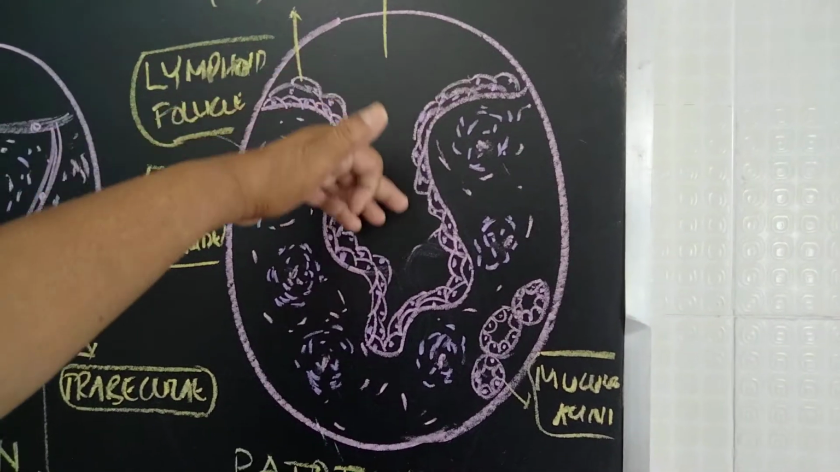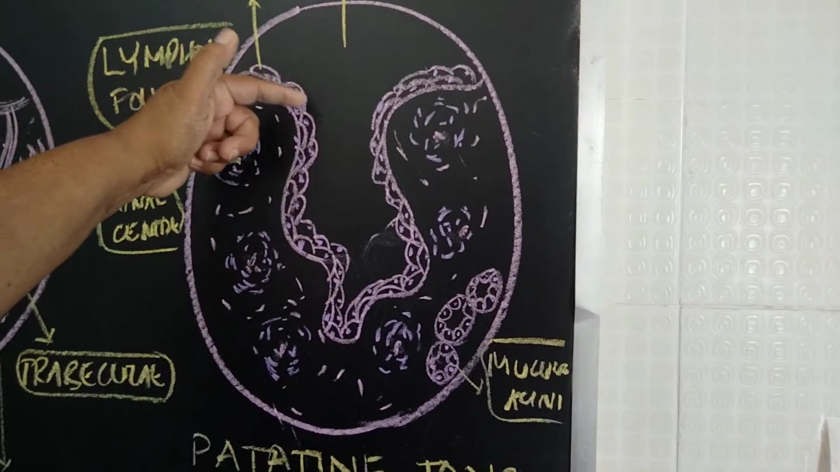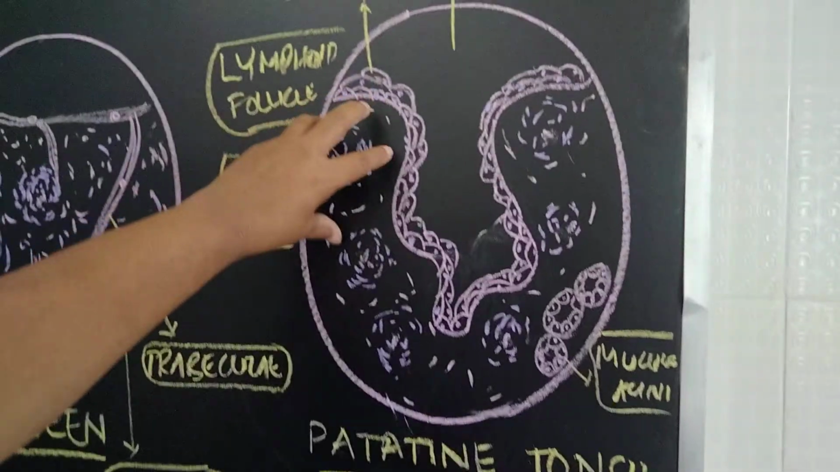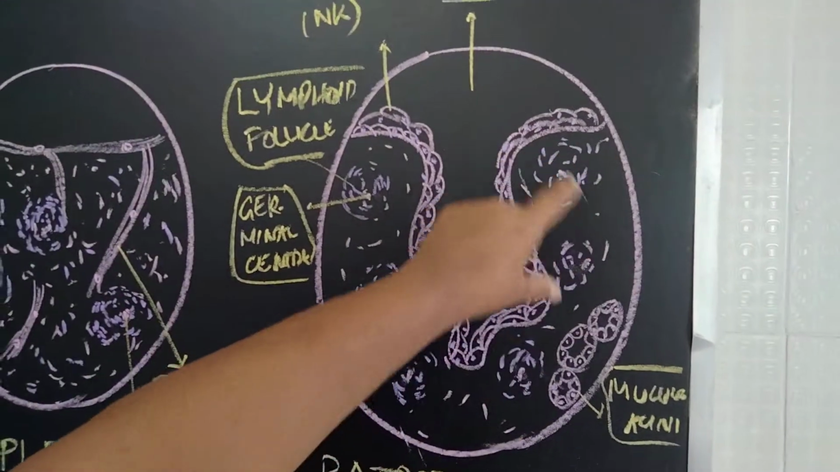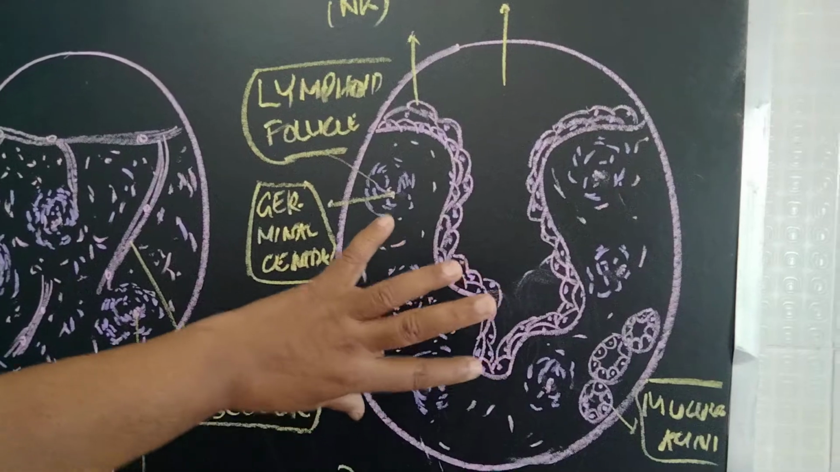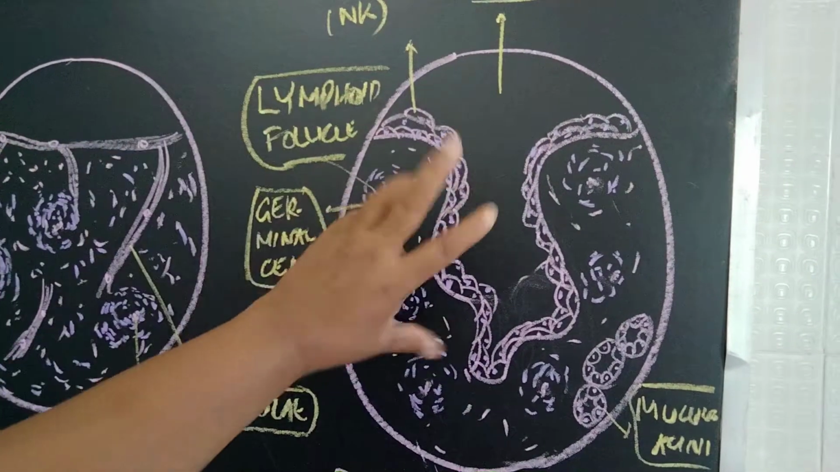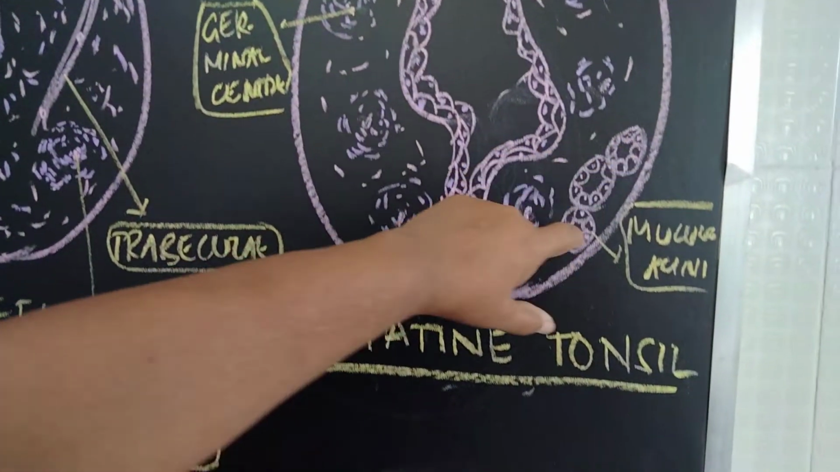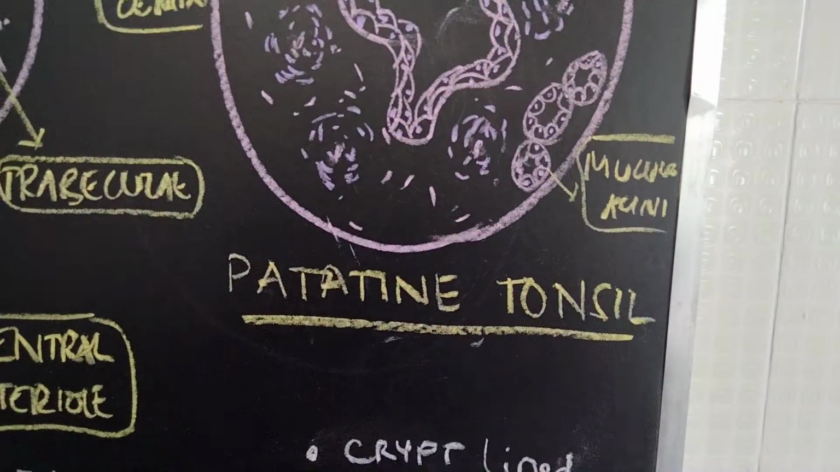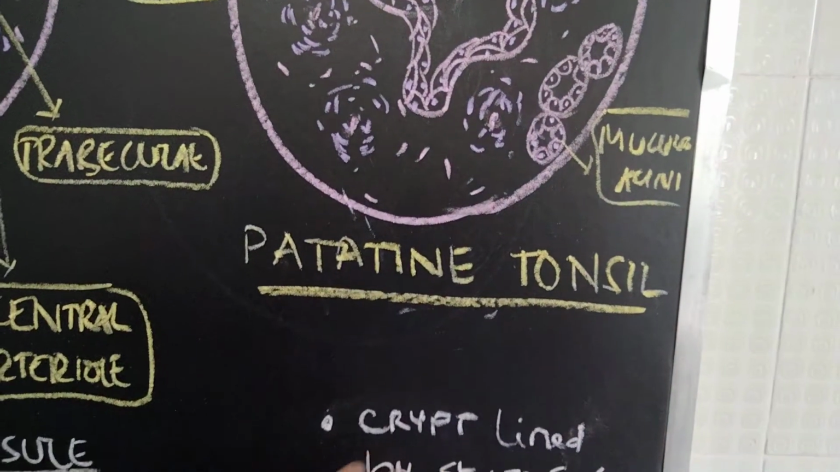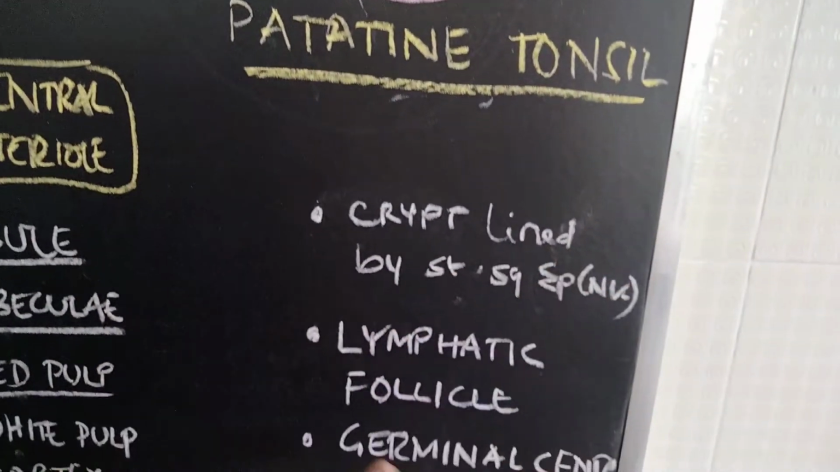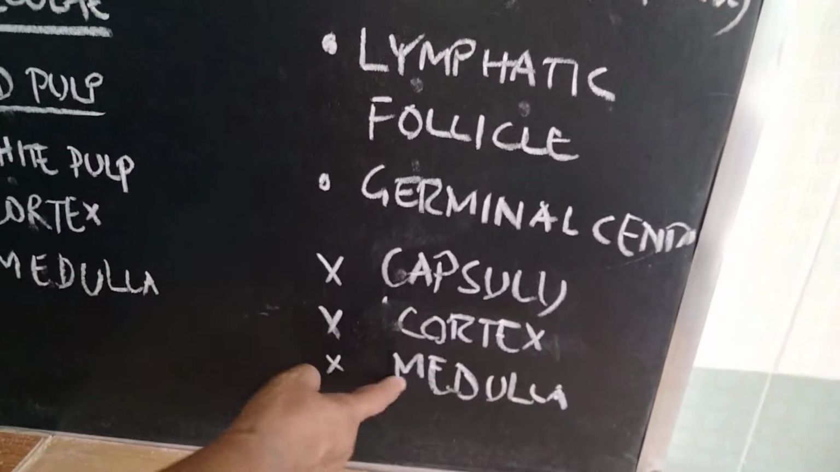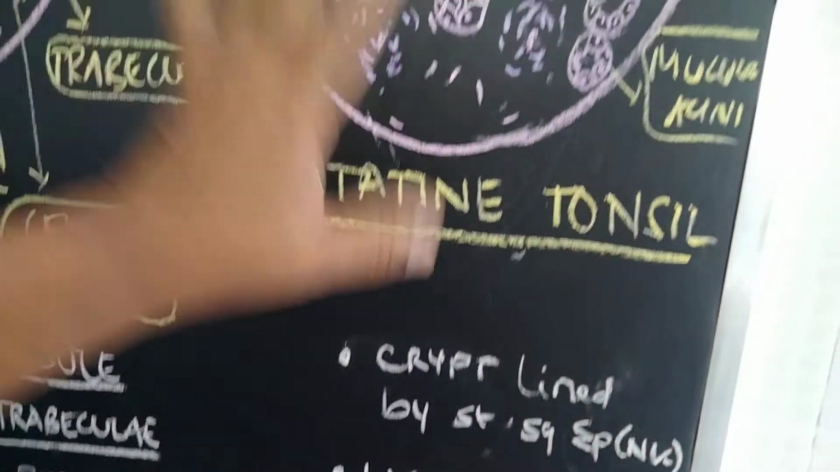It has a tonsillar crypt lined by stratified squamous epithelium, non-keratinized, and the crypts are surrounded by the lymphatic follicles which have the germinal center for the protection of lymphocytes to counteract the antigenic attack. There are also mucous acini present near the palatine tonsil. So the palatine tonsil features crypts lined by stratified squamous epithelium, lymphatic follicles having germinal centers, no capsule, no cortex, no medulla. These are the features of the palatine tonsil.